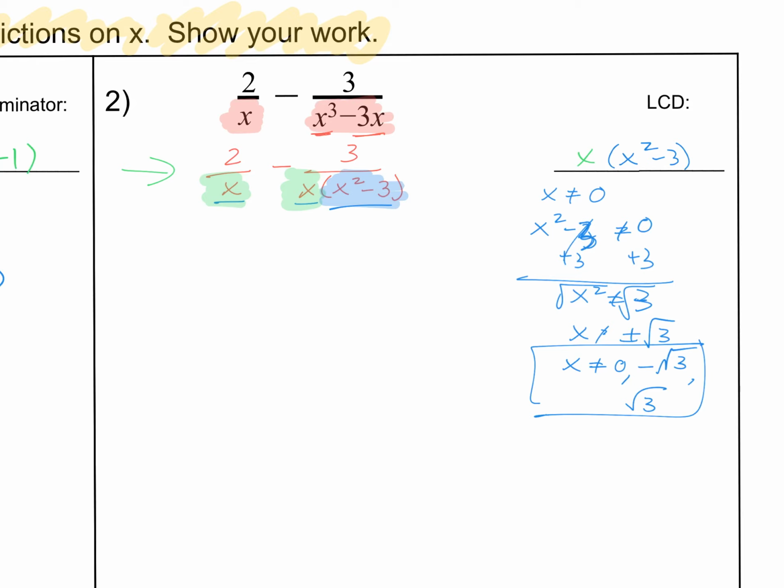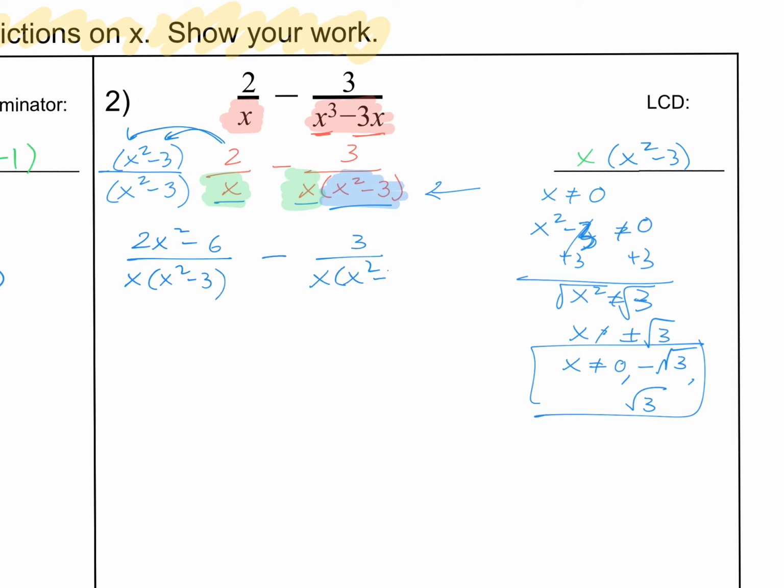So now I need to change it. So if I look at the right side, it already looks like that, so I don't need to change that. However, on the left, what the left side is missing is that x squared minus 3. So I'm going to multiply the top and bottom by x squared minus 3. So on the top, we can go ahead and distribute that so that we have 2x squared minus 6. And then the bottom should stay that factored form x times x squared minus 3. The right side is the same because we didn't do anything to it. It already had that least common denominator that we wanted.